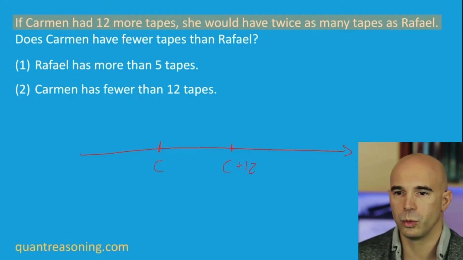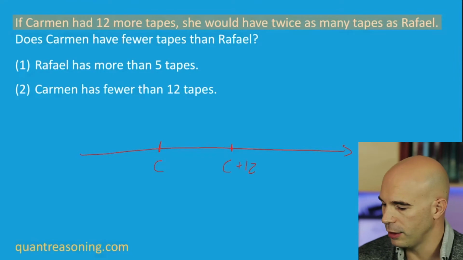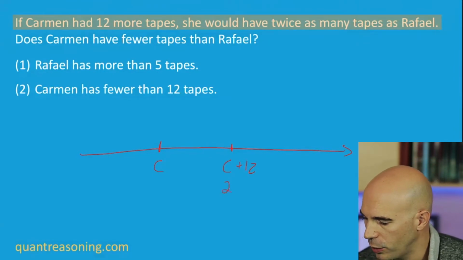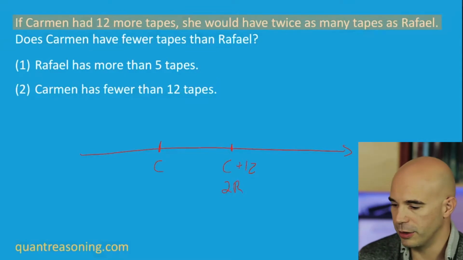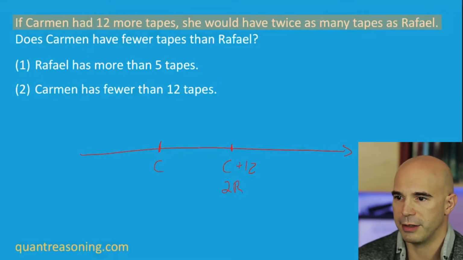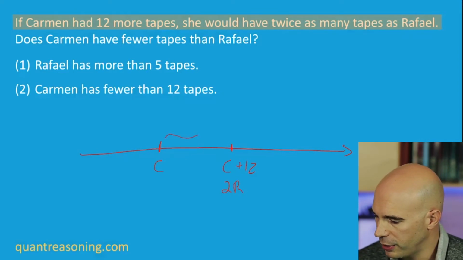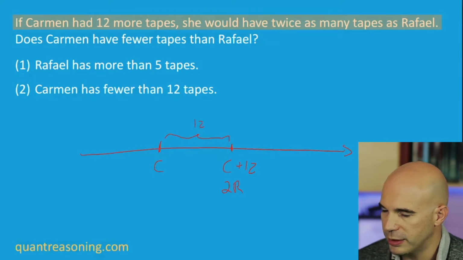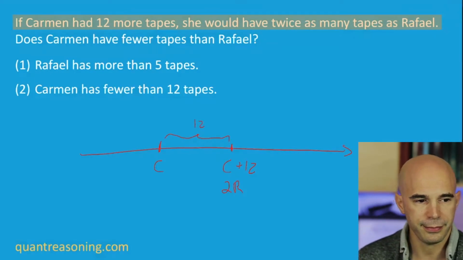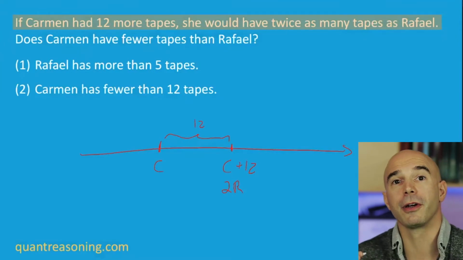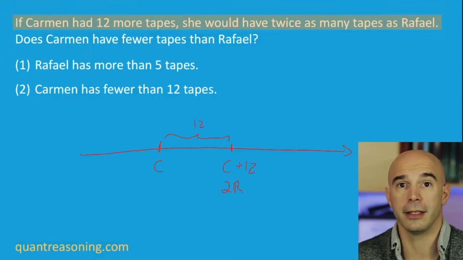This is where Carmen would be if Carmen had 12 more tapes. And we know that's exactly where 2R lives on the number line, because Carmen would have exactly the same as twice the number of tapes that R has. Now, I can also put here a distance of 12 between C and C plus 12.